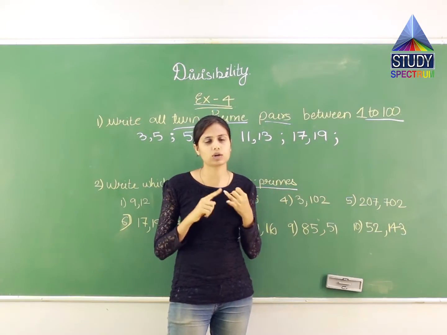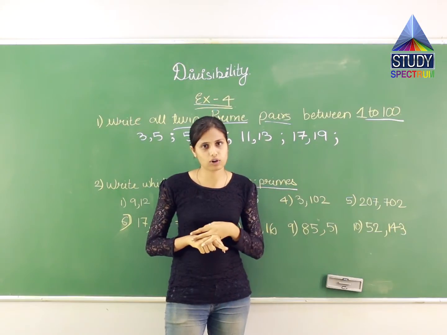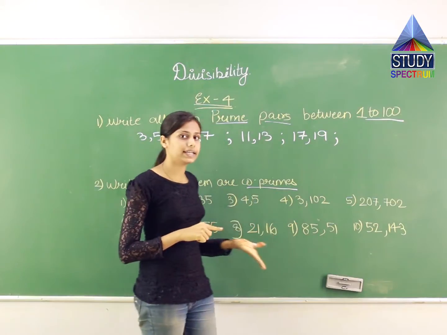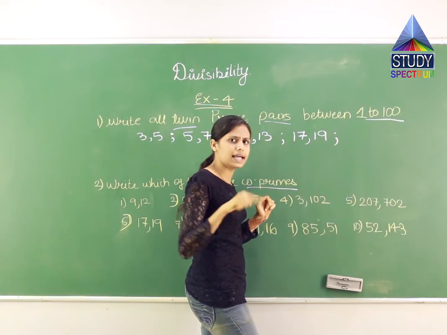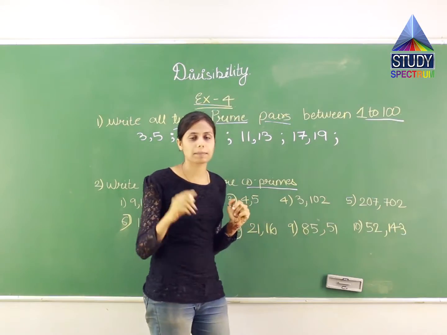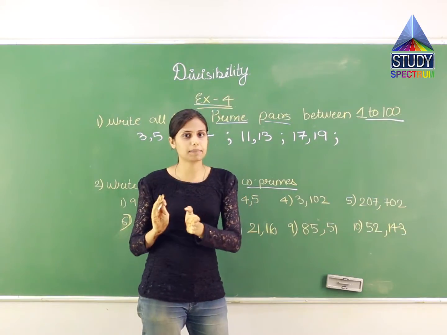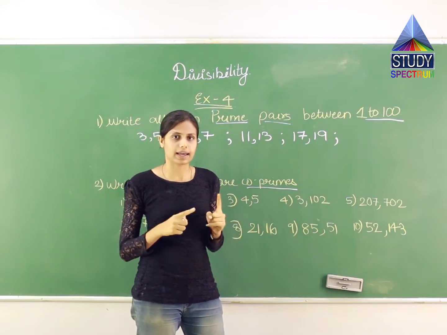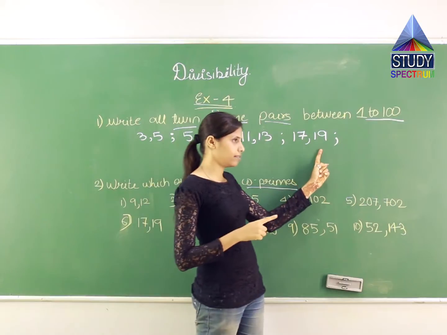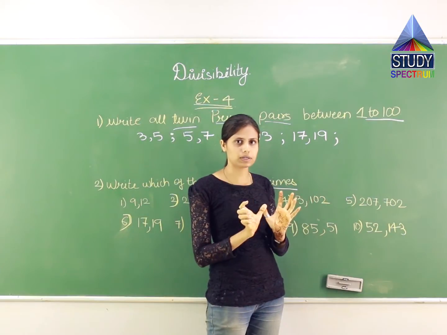26 is not a prime number. 27, no, 27 also cannot come. 28 not possible. 29, yes, 29 is a prime number. Then 30 is not a prime number. 31, because this is alternate number we need, so when I am selecting 29 I will select 31. Getting it? So 29 and 31 both are prime numbers, right.